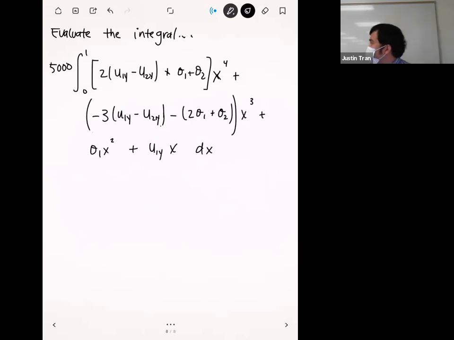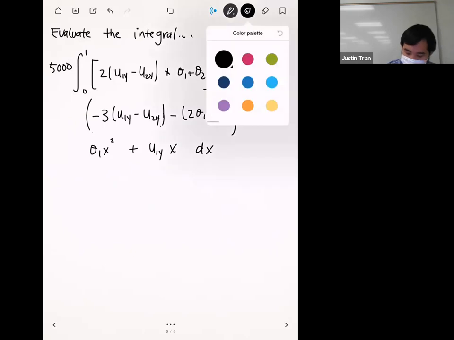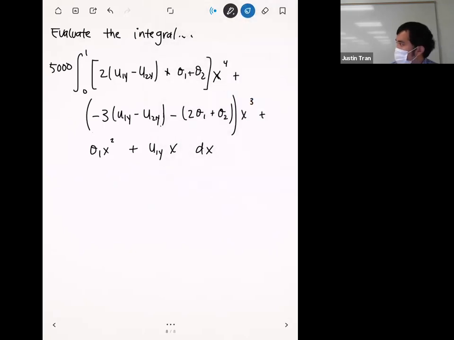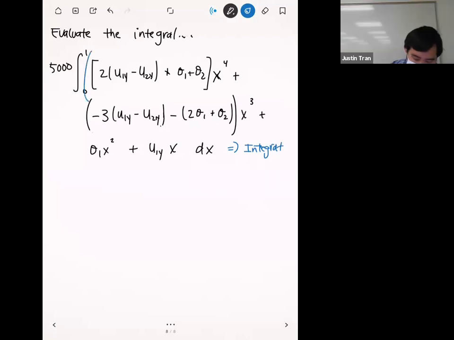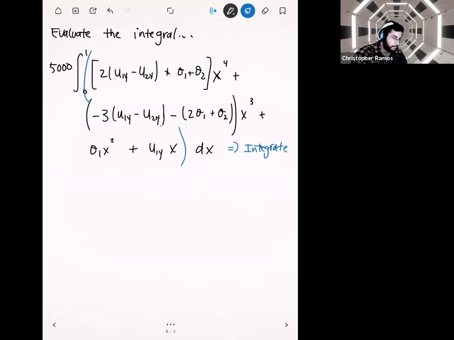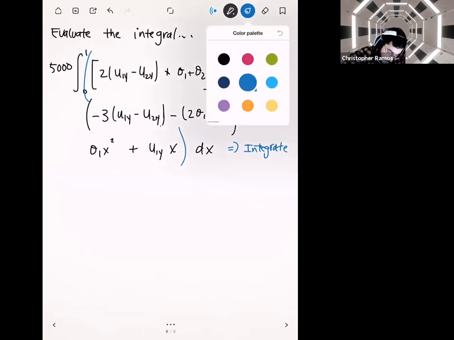Then we have the final 2 baby terms. Originally we had theta 1x, but with an extra x that becomes theta 1x squared. And then we have U1y by itself, so we multiply by x and get U1y x. Now that we've cleaned up the expression a little bit, we're at a point where we can actually integrate. Is the dx applied to all the terms there? Yes, the dx is applied to everything.